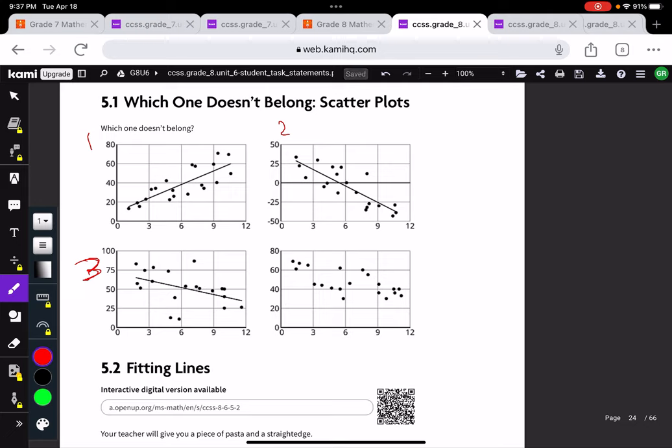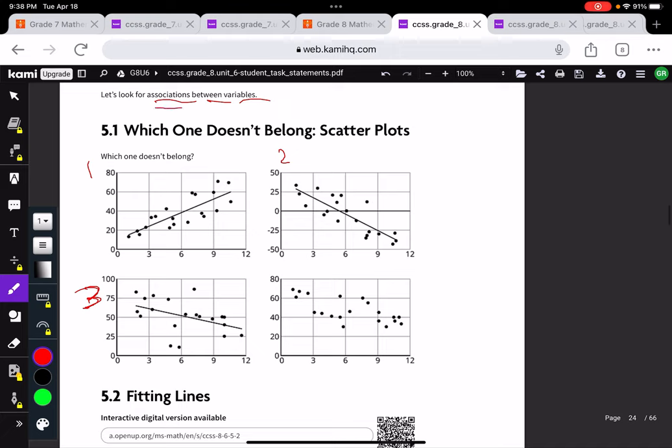Maybe you say the first one doesn't belong because it is the only one that has an association in data. It's the only one that is trending upwards. The rest all go down. Number 2, you could say doesn't belong. Why? What does number 2 have that the rest don't? Number 2 gets into the negatives. The rest do not get into the negatives. Number 3, what does number 3 have that the others don't?